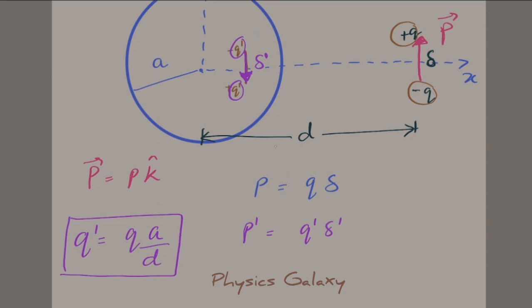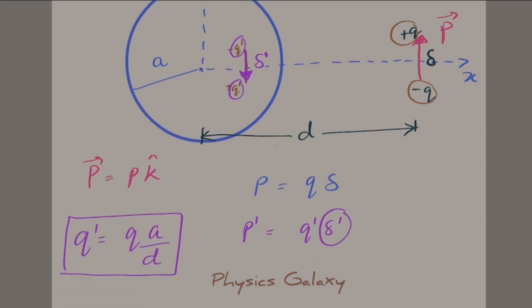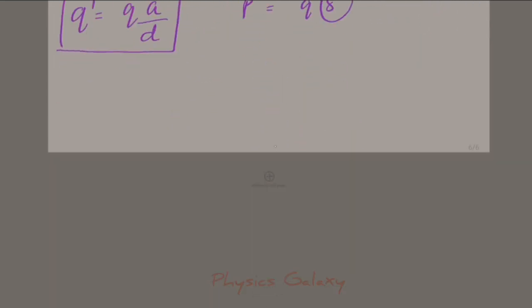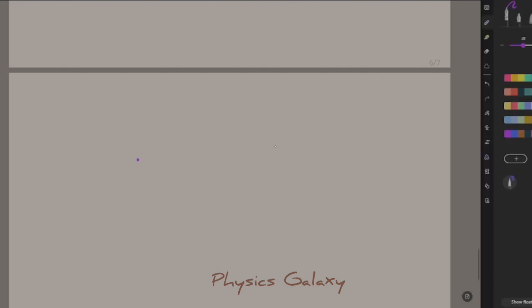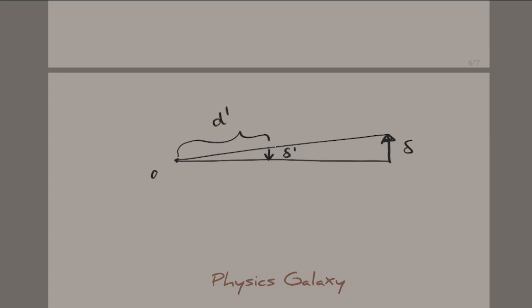So q dash we know. Now what we have to find is delta dash. How can we find this delta dash, the separation between q dash and minus q dash? Let's look at it very carefully. Let me draw it. We have this origin, O. Then we have one dipole here with the delta separation, and the other dipole here with separation delta dash. This distance is given by d dash, and this distance is given by d.